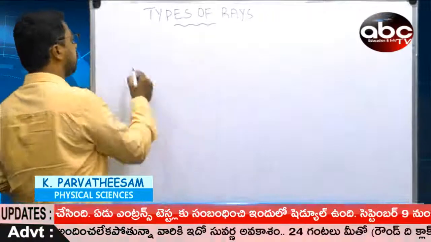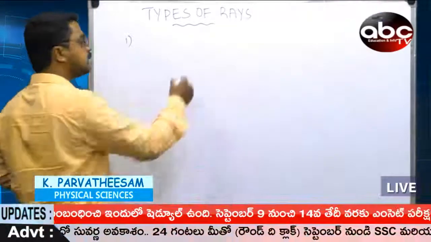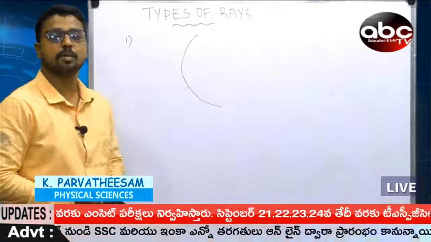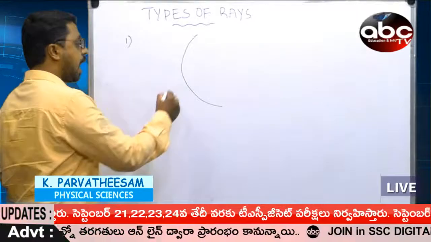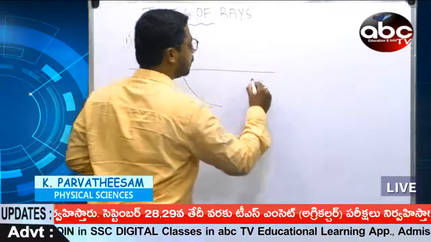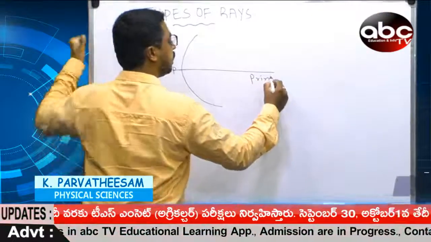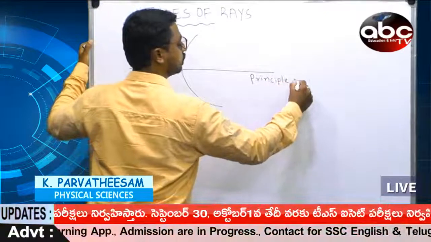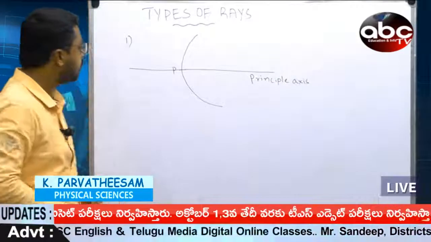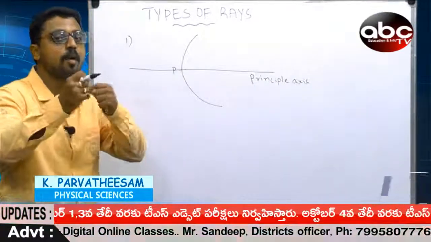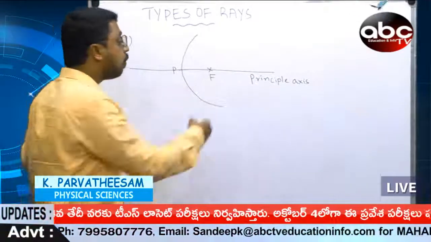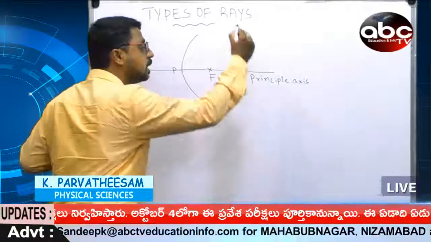What are they? Suppose, let us suppose this is called a concave mirror, and as usual this is regarded as the pole, and the line passing through it is called the principal axis. The line passing through the pole is called the principal axis. And here I would like to say a few points. What lies here? This is nothing but the focus. And what lies next? This is nothing but the center of curvature.